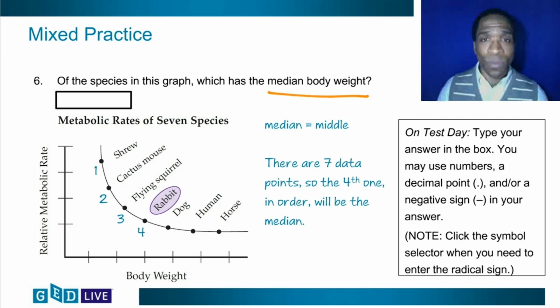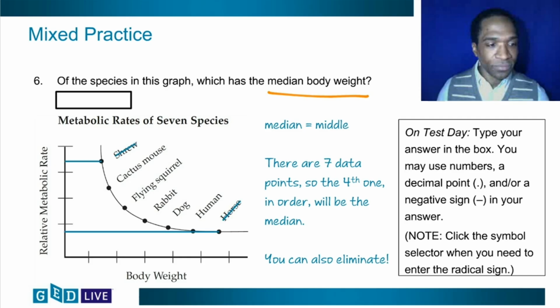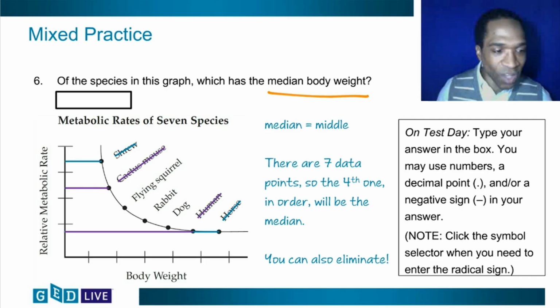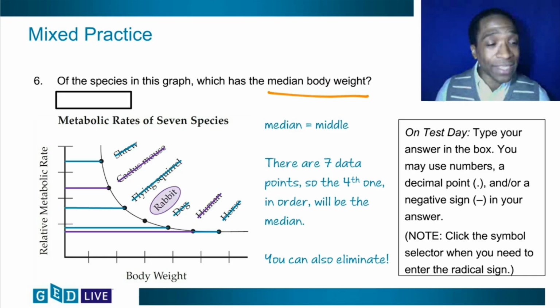Now, there's another way to get to the middle. You can work from the ends into the middle, like so. On the ends, we have shrew and horse. They're gone. Then we have cactus mouse, and that's gone along with human. And then we get rid of flying squirrel and dog, leaving us again at the middle of rabbit. Again, that's the answer. So just make sure that if median pops up, you know it's the middle. What is the middle? Making sure you're going in order to find it.